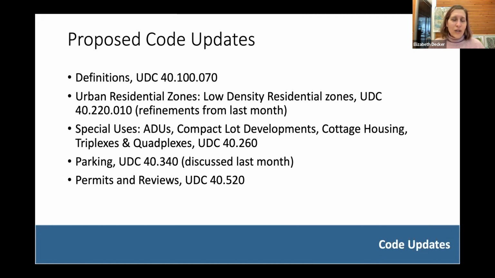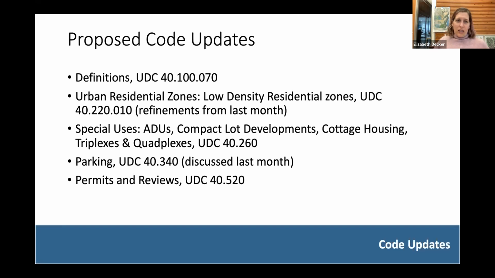The urban residential zones, as mentioned, there's some refinements to the draft that you saw last month. So we'll talk through what those are based on your input, which was really helpful. And again, we're going to focus on just the low density residential zones with this package of updates. So that's different than what's in your packet. But we were able to have that conversation and work on that focus as of today.